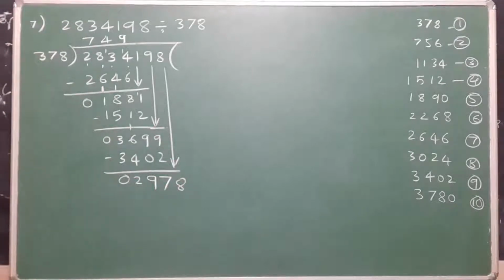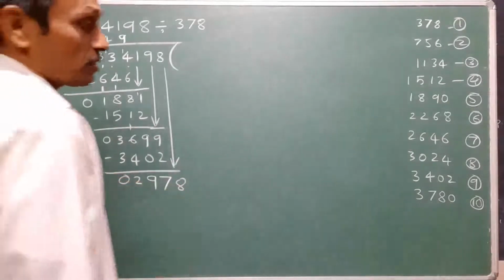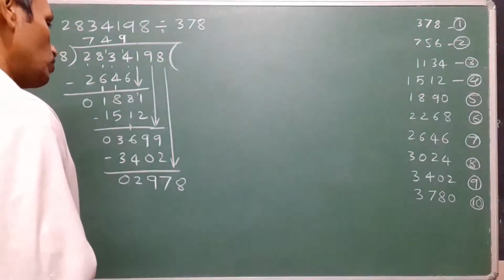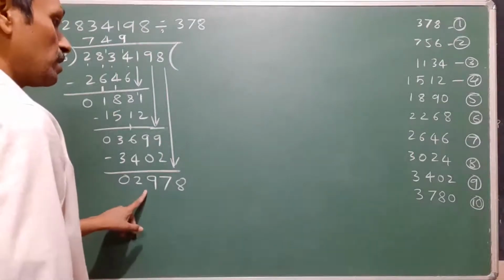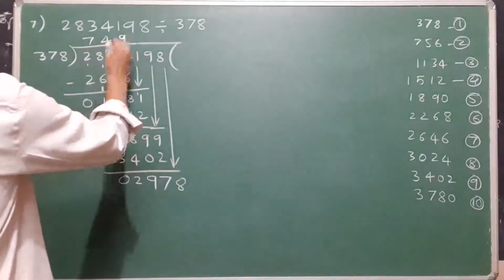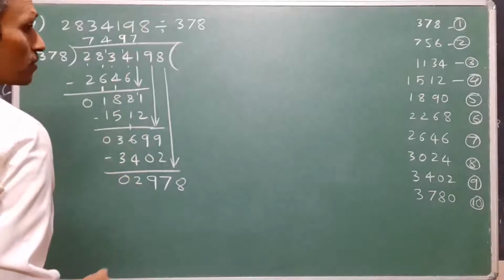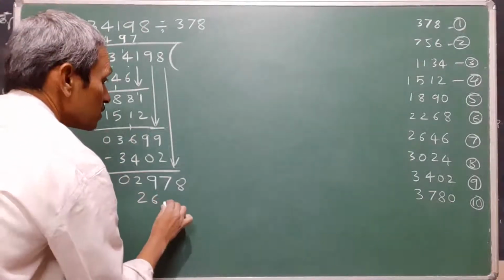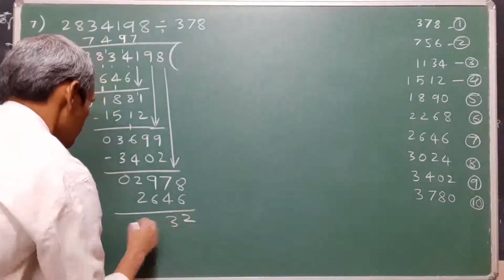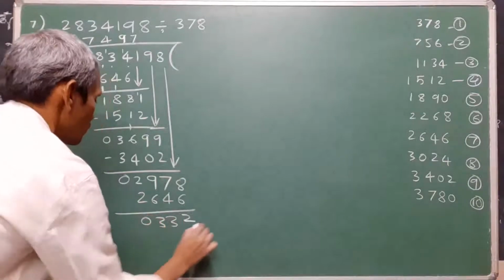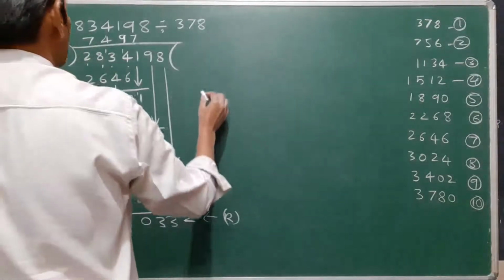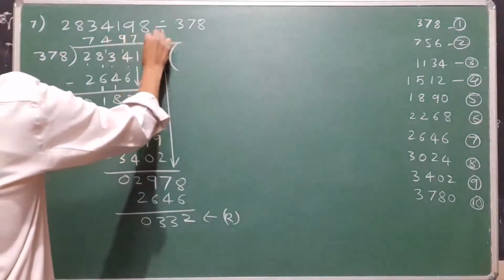Take the next one down and right here it becomes 2978. Once again search for 2978 in the table of 378. 2978 is not there. 3024 is there, which is greater than this one, so just less than this one is 2646, that is 378 sevens are 2646. Subtract this one, 2, 3, 3, 0. 332 is the remainder, and this quotient is 7497.